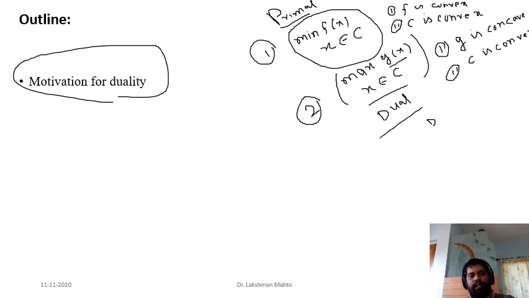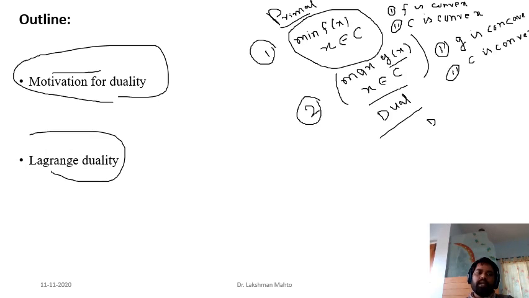Tangential duality and other kinds of things I had already discussed, and dual cone and polar cone, those things we had already discussed in the last class. Today I will especially discuss Lagrange duality. First I would like to talk about the motivation for duality, then I will discuss Lagrange duality in detail. And at the last step of this lecture, I will take an example.